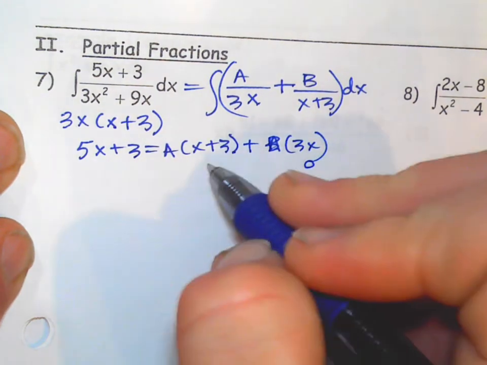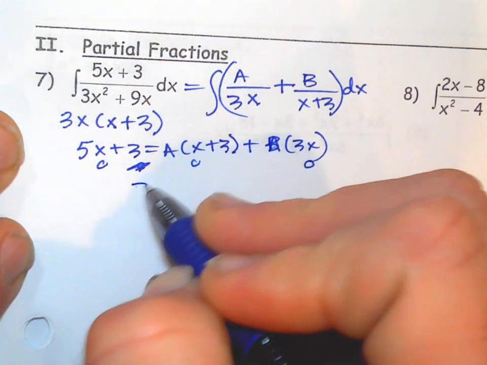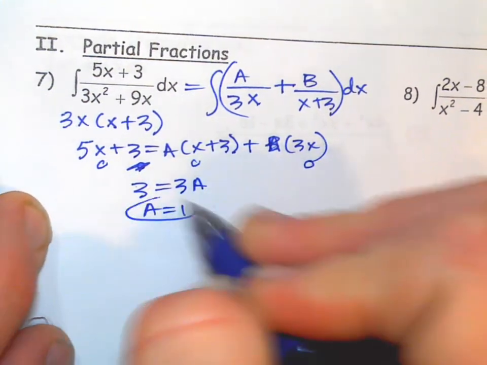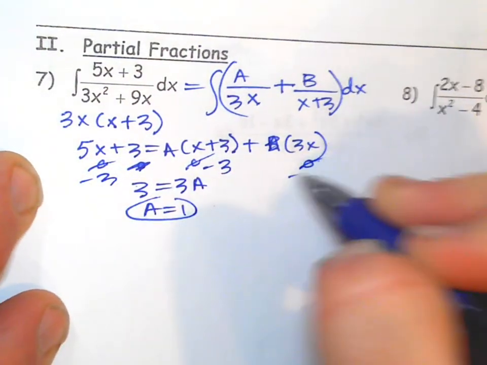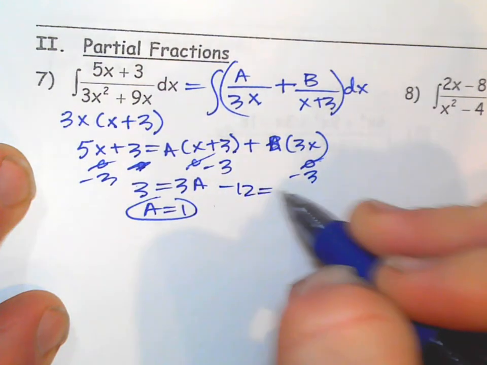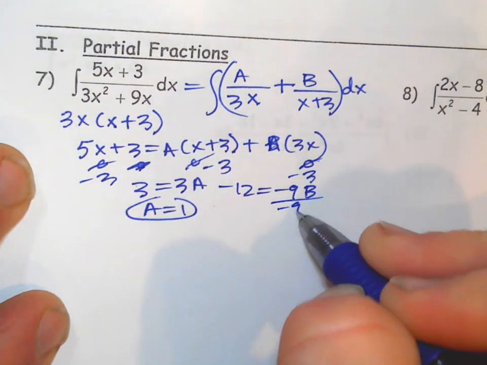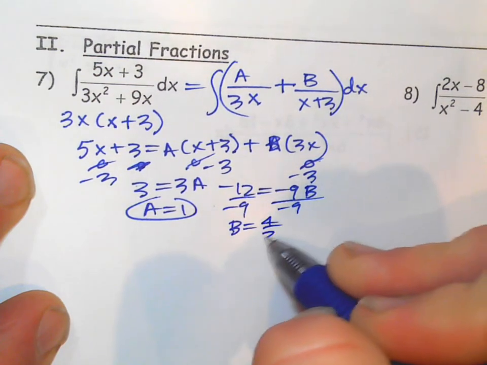And we can plug 0 in. And then we'd get 3 equals 3a, a equals 1. Then we plug negative 3 in. Get negative 15, negative 12 equals negative 9b. So b equals 4/3, positive.